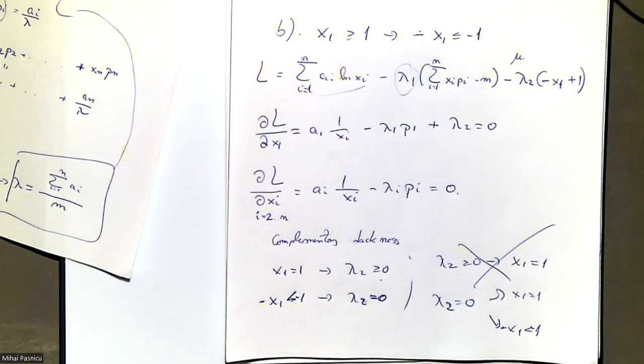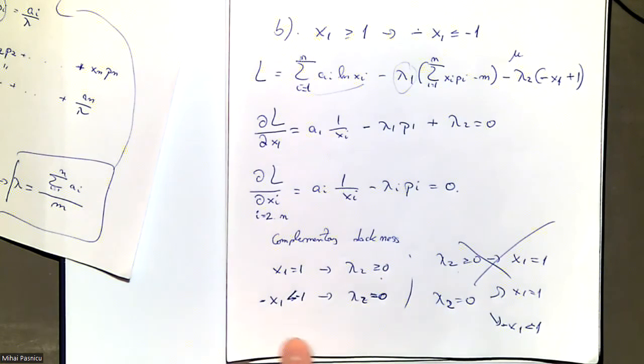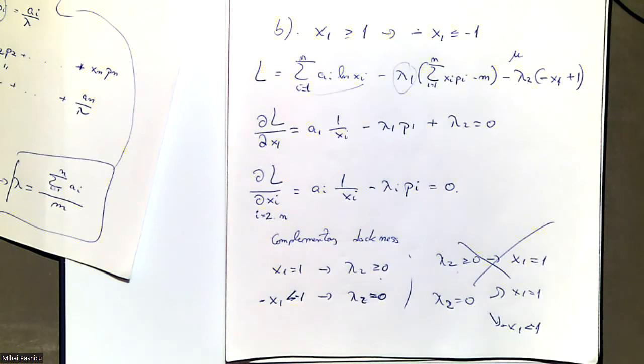Okay. I see some of you use the phrasing that lambda 2 is greater or equal to 0, and lambda 2 is 0 if it's strict. That is fine. But remember that lambda 2 can be 0 even if x1 is equal to 1. Okay? That is something that you have to remember. I don't think you received the problem yet, but you have to remember that.